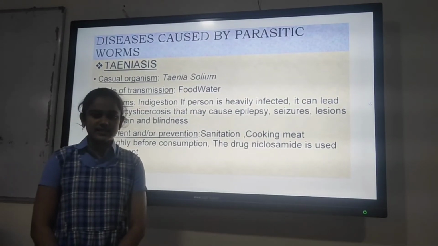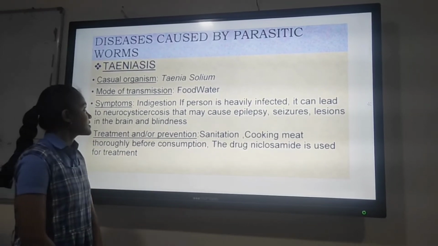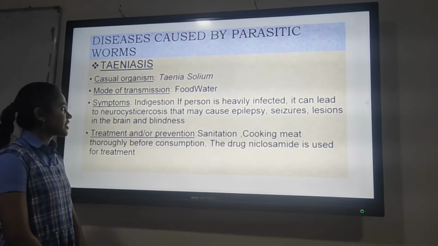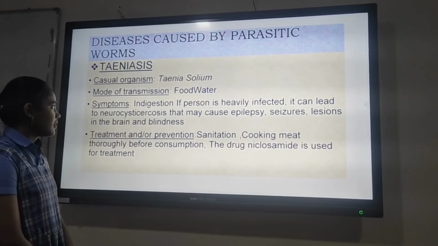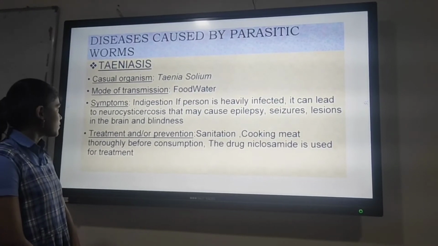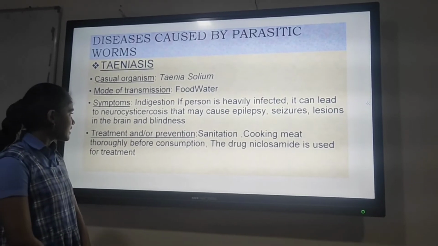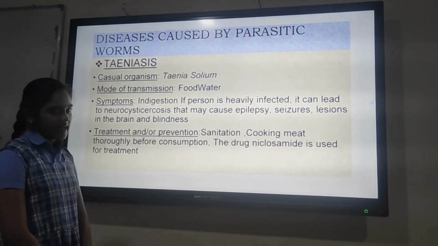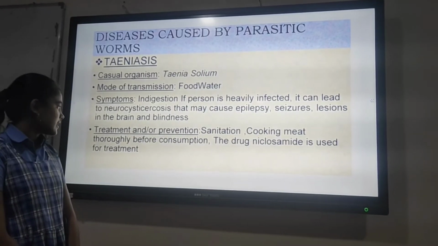Now, let us discuss some diseases which are caused by parasitic worms, such as lungworm and tapeworm. First disease is taeniasis. Taeniasis is caused by an organism called Taenia solium. The method of transmission is through food and water. If the person is heavily infected, it can lead to neurocysticercosis, which may cause epilepsy, seizures, lesions in blood and in the brain, and blindness. Prevention is sanitation and cooking meat thoroughly before consumption. A drug called niclosamide is used for treatment.